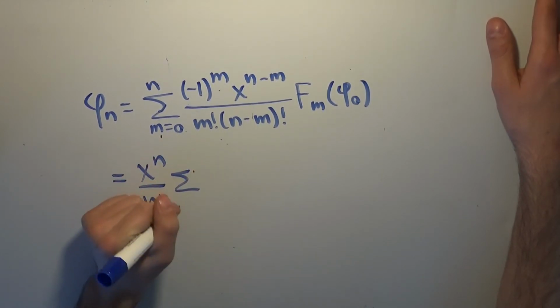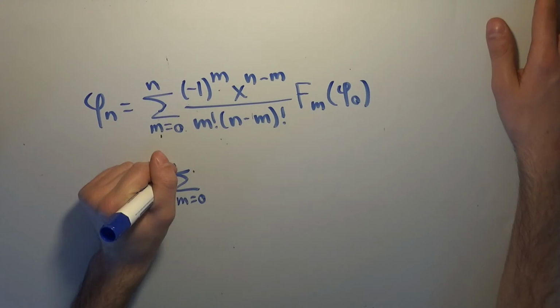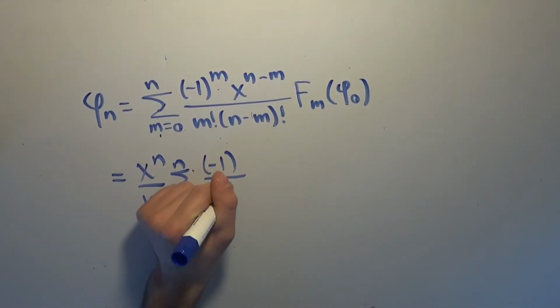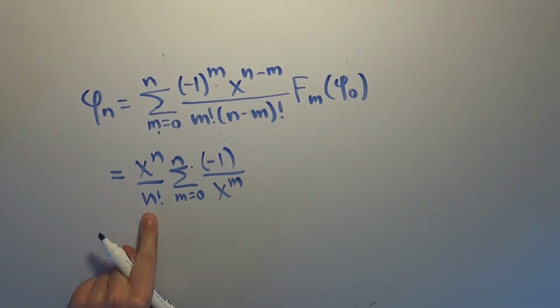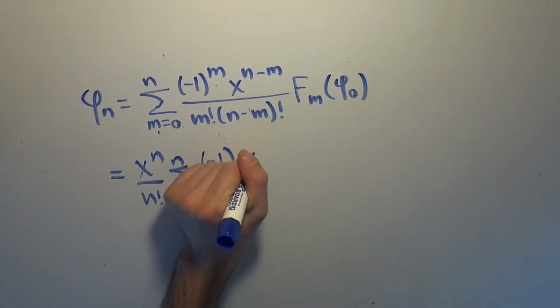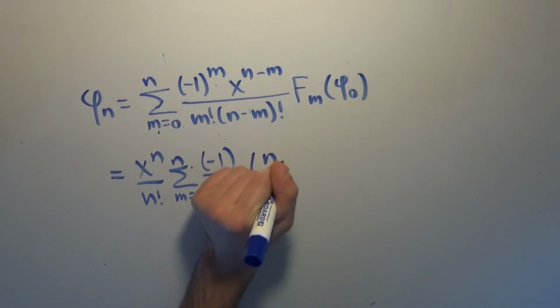with the sum from m equals 0 to n of negative 1 over x to the m. And now that I've divided by n factorial, I have to multiply by n factorial inside, and again we're going to get n factorial over m factorial times n minus m factorial, which is the formula for n choose m.